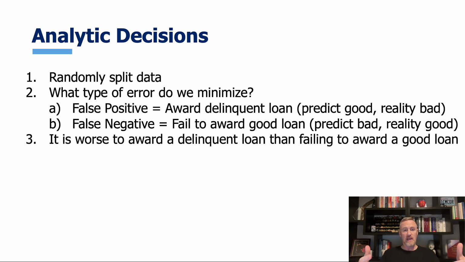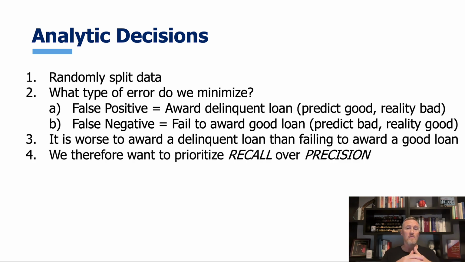In the loan application sense, it's worse to award a delinquent loan than it is to not award a good loan. So the delinquency costs more than the money you'll make from a good loan. So if we're going to be biased, we probably want to be a little bit more biased towards recall. We want to prioritize recall over precision in this example.